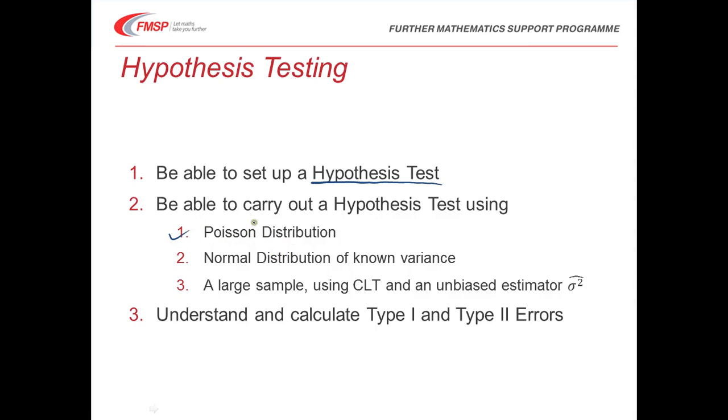You need to be able to do it with a normal distribution as long as you know what the variance is, and if you don't and you have a large sample, then we can use the central limit theorem and an unbiased estimator of sigma squared as your variance to do this. Also, you need to appreciate that there is error when you do hypothesis tests, and you are expected to be able to calculate those errors as well. So you need to know the difference between type 1 and type 2 errors, and also calculate them.